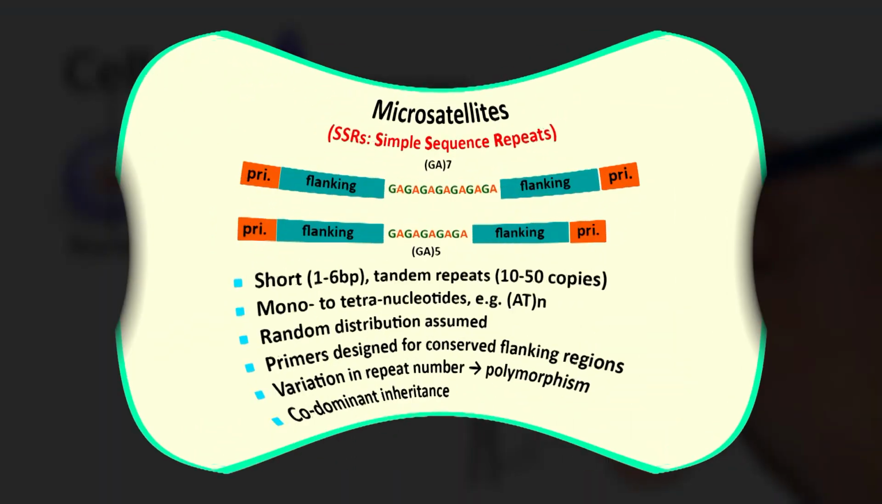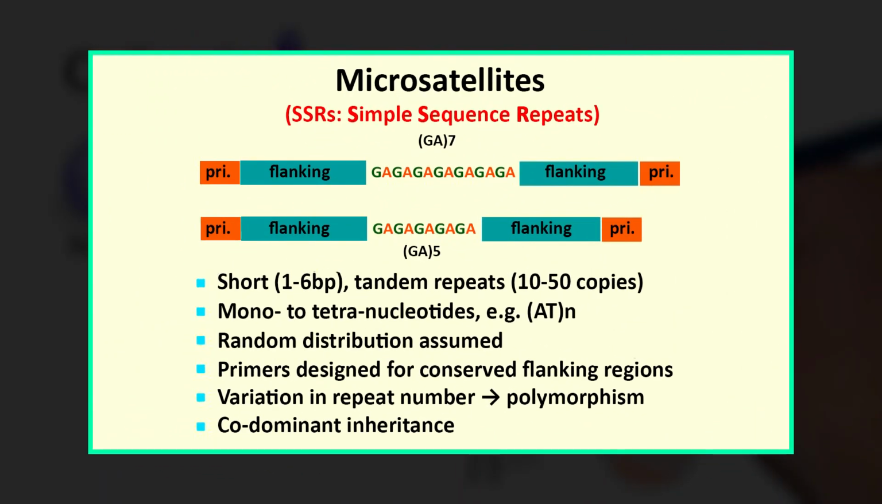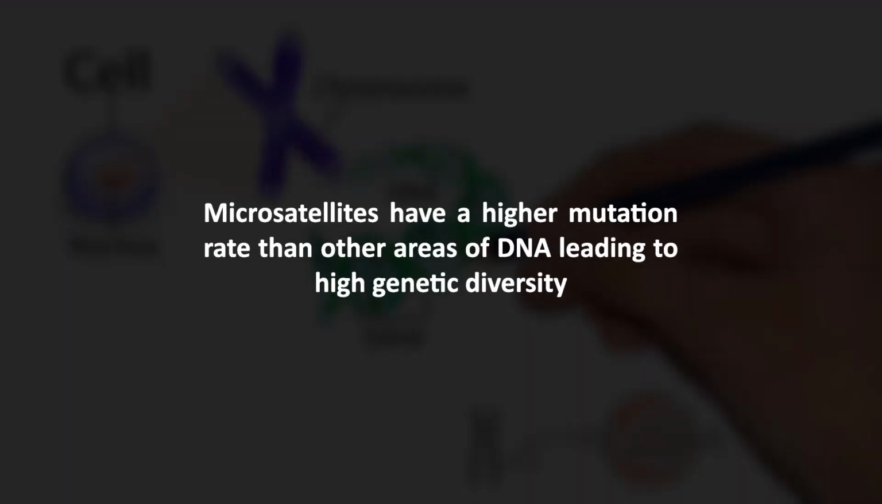A microsatellite is a tract of repetitive DNA in which certain DNA motifs ranging in length from 1 to 6 or more base pairs are repeated, typically 5 to 50 times. Microsatellites occur at thousands of locations within an organism's genome. They have a higher mutation rate than other areas of DNA, leading to high genetic diversity.